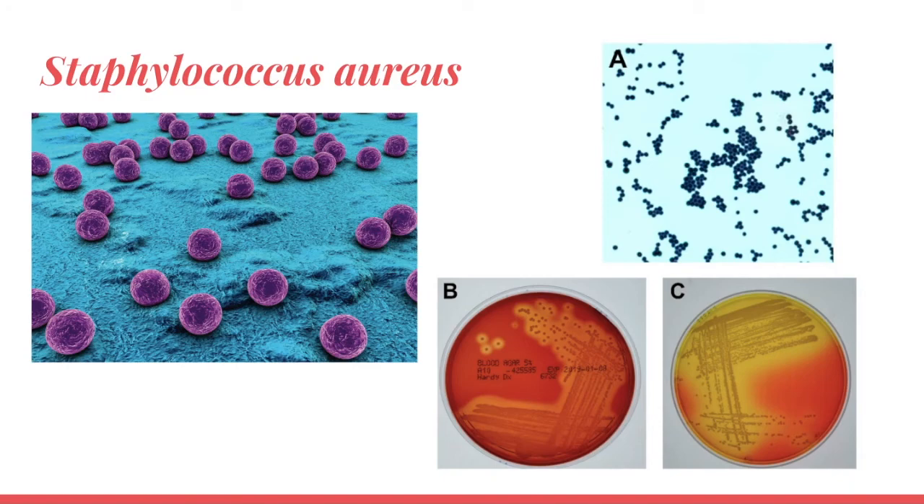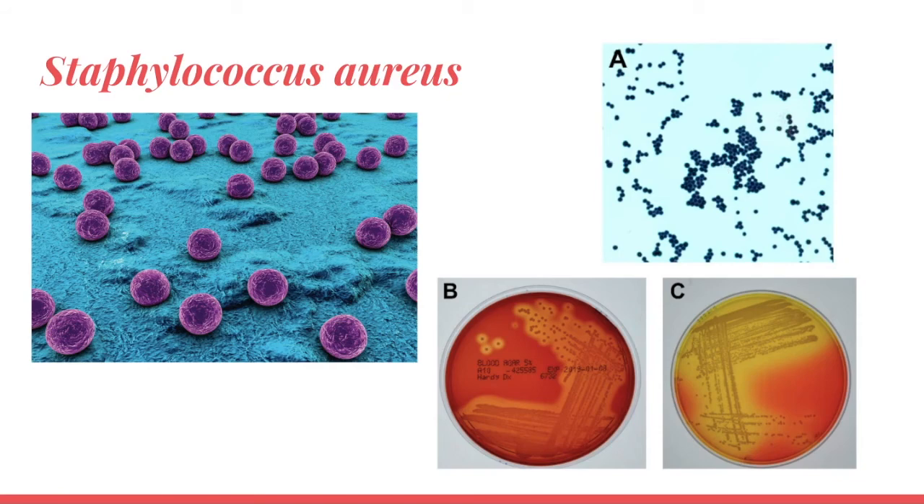S. aureus is also round in shape, as can be seen in the image on the left, but as opposed to creating strands as it replicates, strands of successive bacteria, they tend to form small clumps, which can be seen on the top right.